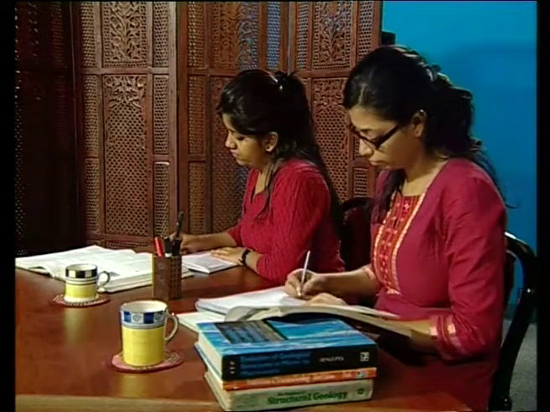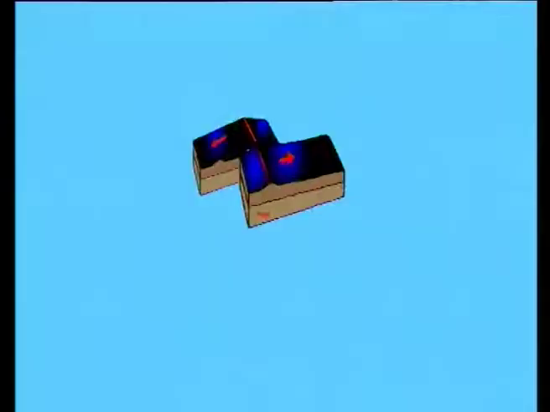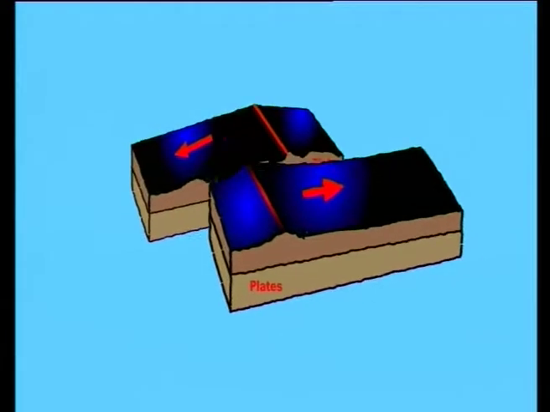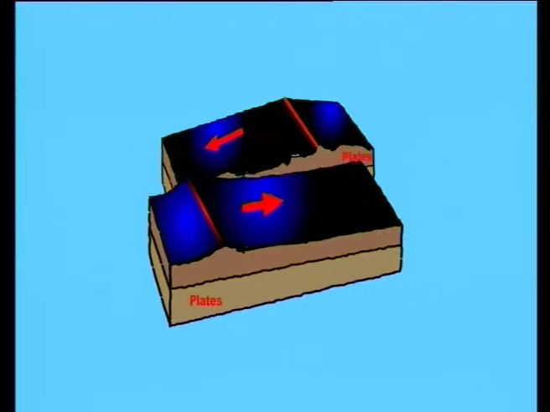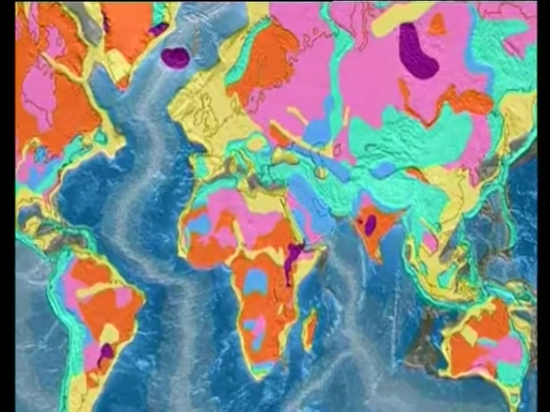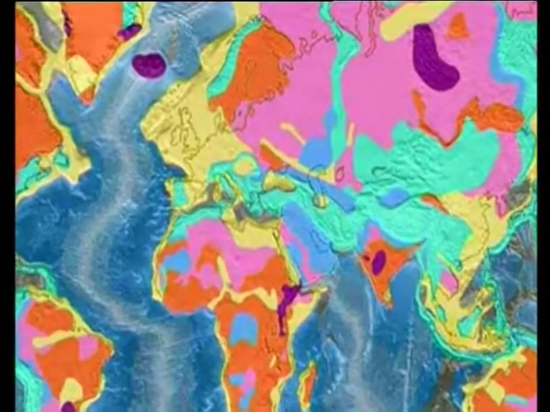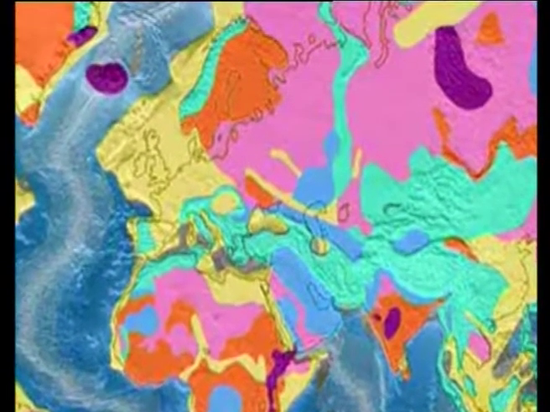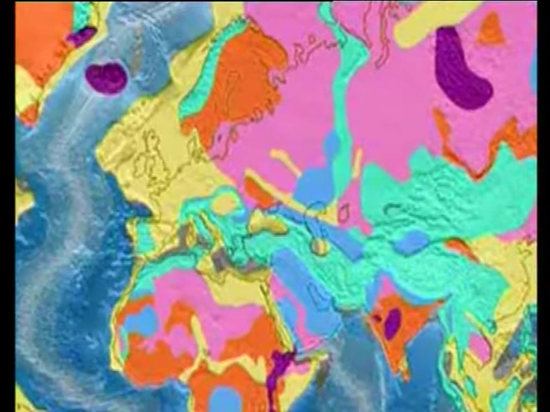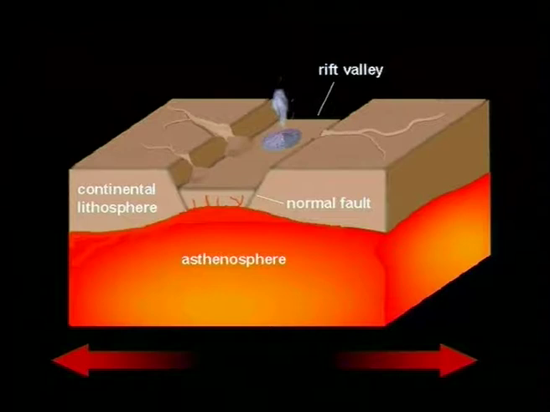J. Tuzo Wilson, the same gentleman who proposed the transform faults, saw that the present day Atlantic Ocean, which is gradually expanding, was preceded by another ocean which he named the Iapetus Ocean, when the two sides of it were formed into a single continent. So, he believed that the rifting of a continent is the beginning of a new plate tectonic cycle.